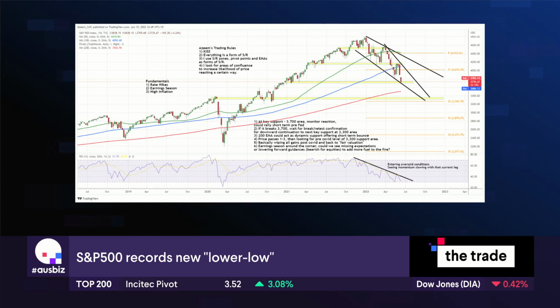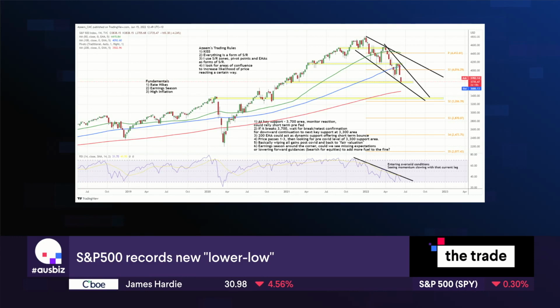If I look at the first one, we've got that 3,700 support area. If it breaks that, we're looking at the next one, which is around the 3,300, the next supply-demand zone. And as I mentioned as part of my rules, I like to look for areas of confluence, which basically means areas where different indicators line up together to show a high probability trade.